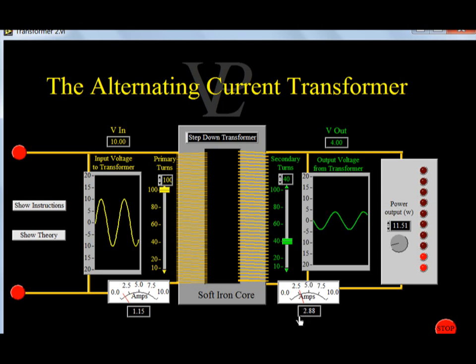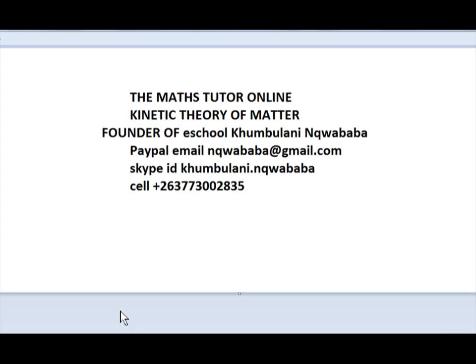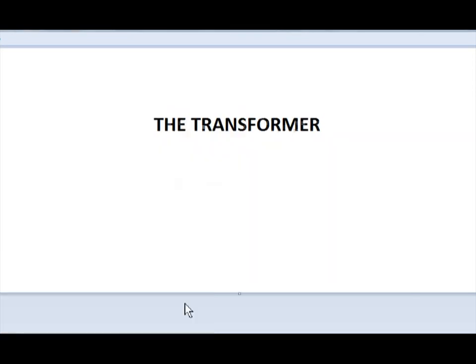So punch in your calculator 2.88 divided by 1.15, and you can hit me up and let me know what you get as your answer. So that's just a short tutorial on the transformer.